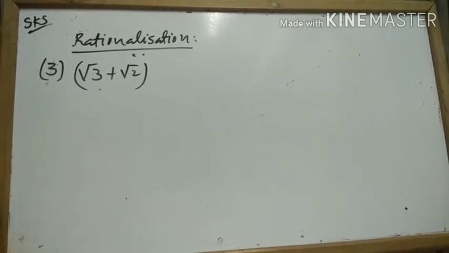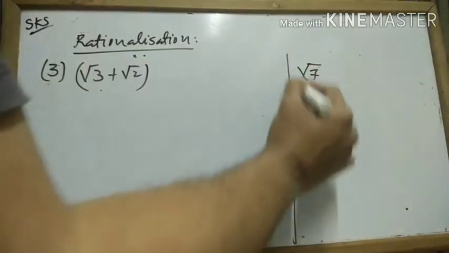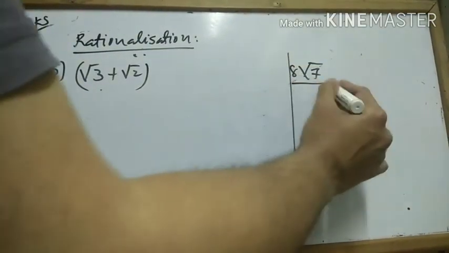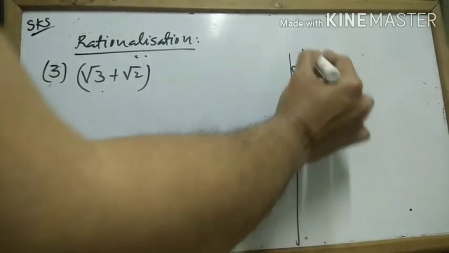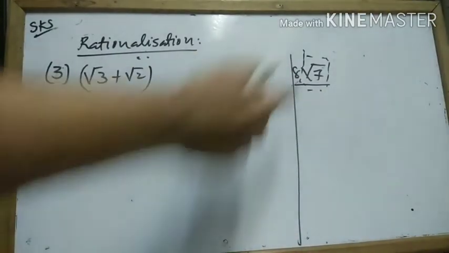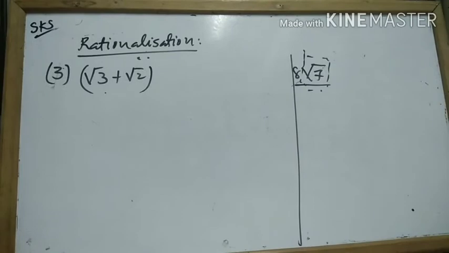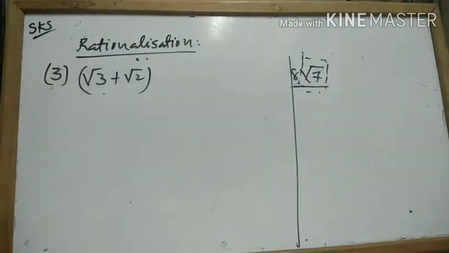In the previous monomials, if you remember, suppose I ask you 8 root 7, what will be its rationalizing factor? Its irrational part was root 7. So you just multiply by root 7 and you get the rational number. When it was a monomial, it was not a difficult task for you. Now even a binomial is not a difficult task.